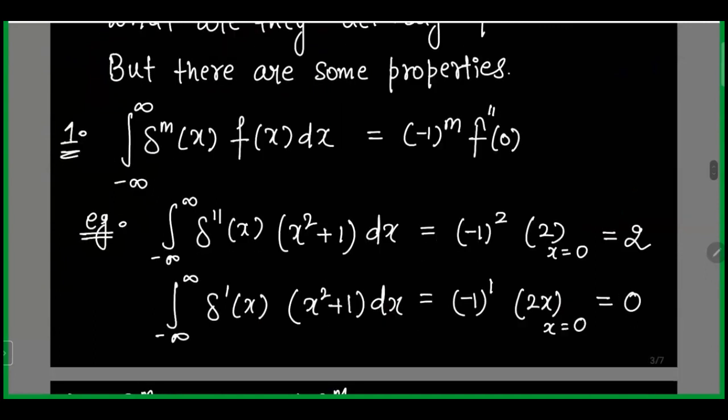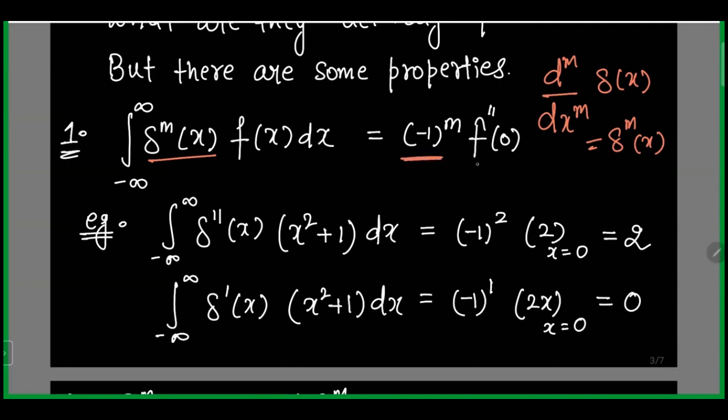The first property is again a big kind of equation. Here δ^m(x) means differentiating the delta function m times. This, multiplied by some function f(x), integrated, will be equal to (−1)^m times f^m evaluated at 0. So you put the value 0. Don't get worried about the equation. I will explain what this equation is telling.